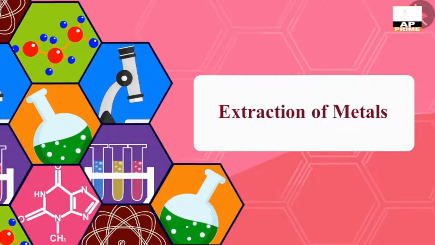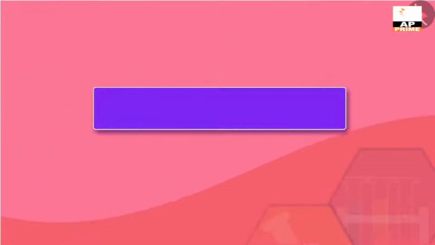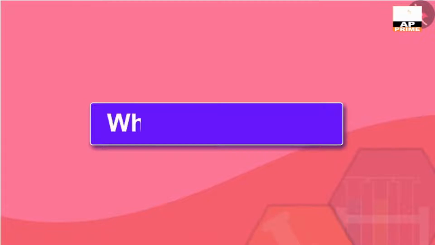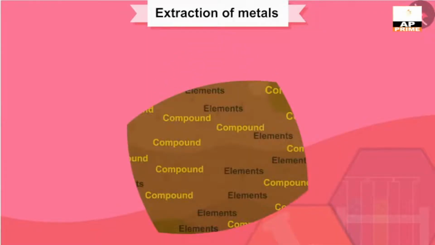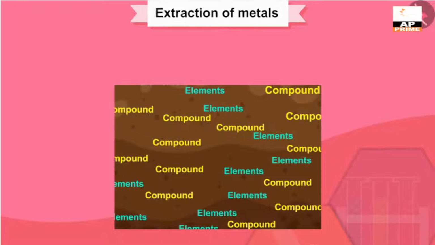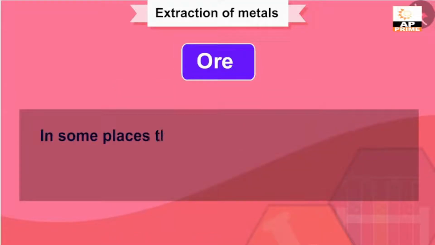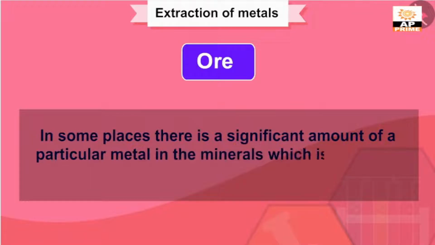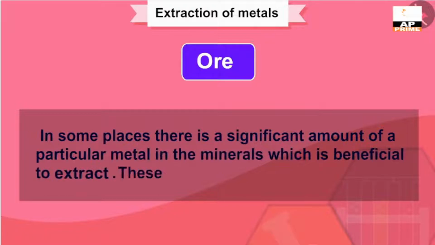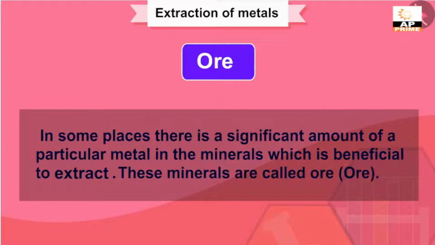So children, before we move ahead with our discussion of extraction of metals, we must know what is an ore. Naturally found elements or compounds in the Earth's crust are called minerals. In some places, there is a significant amount of a particular metal in the minerals, which is beneficial to extract. These minerals are called ore.